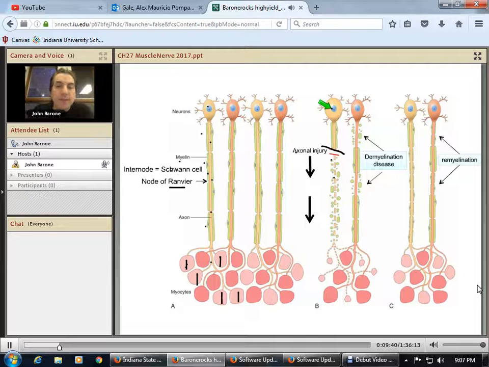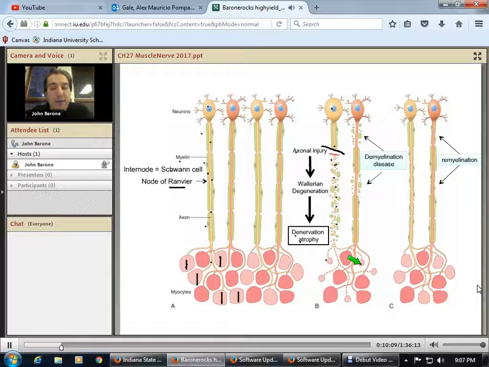Because here's the nucleus. This is what's synthesizing all the proteins. Well, guess what? Now it's cut. So this distal part is going to die because it's not going to get any of those proteins anymore, because you cut it. So you're going to get axonal degeneration. We're going to call this Wallerian degeneration. So the distal axon will die. It'll die, okay?